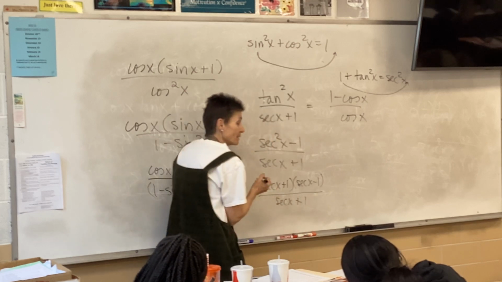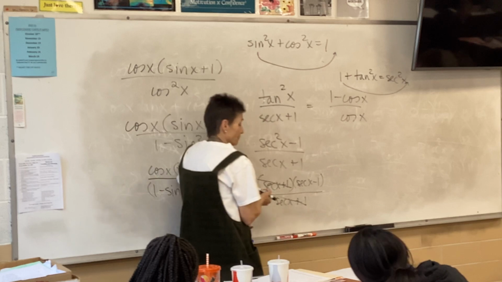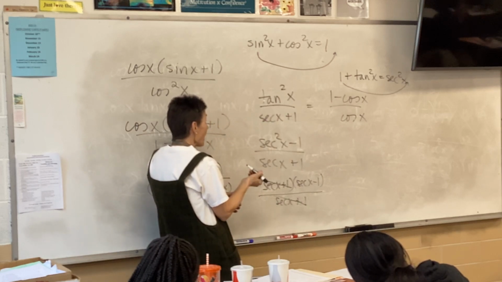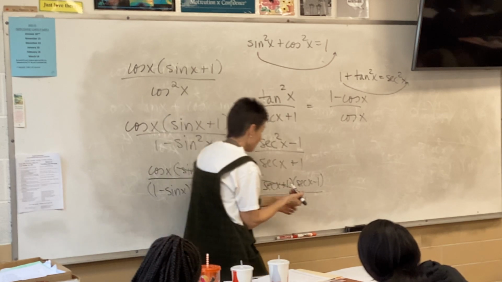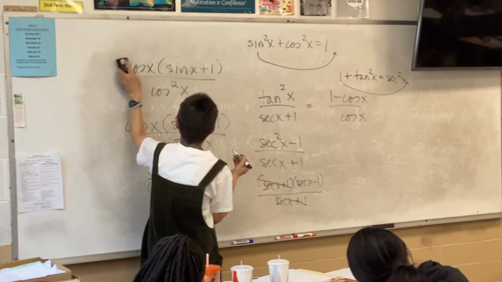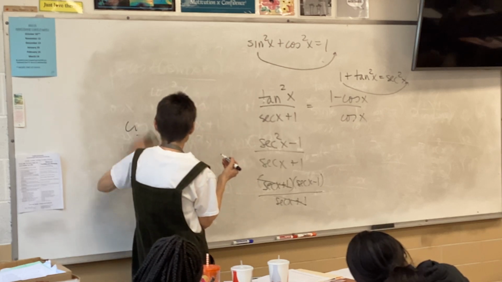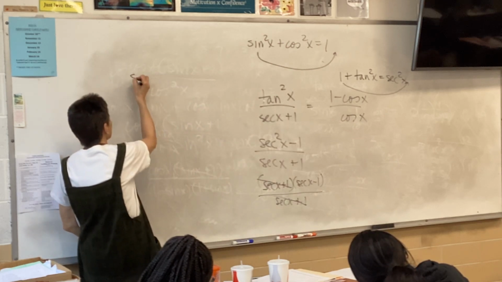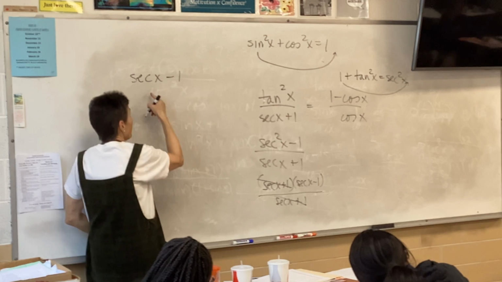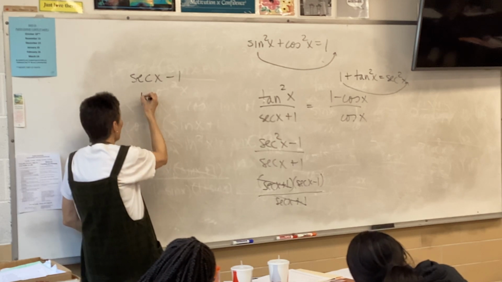So what's going to happen? Now I'm at the point where I have secant x minus 1. So Jake, now I'm absolutely going to follow your advice. I have secant minus 1, but secant is 1 over cosine.